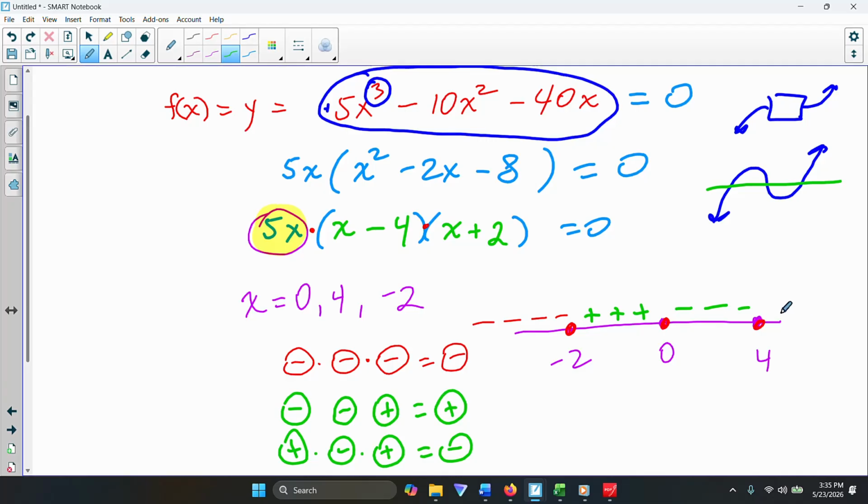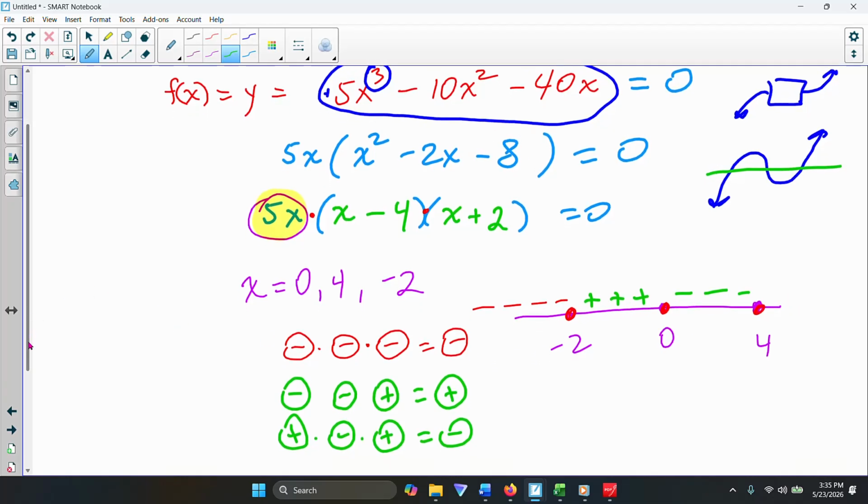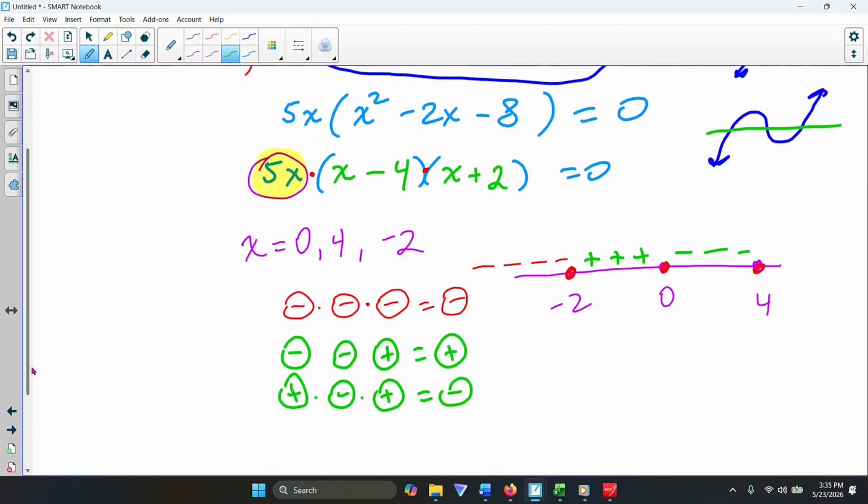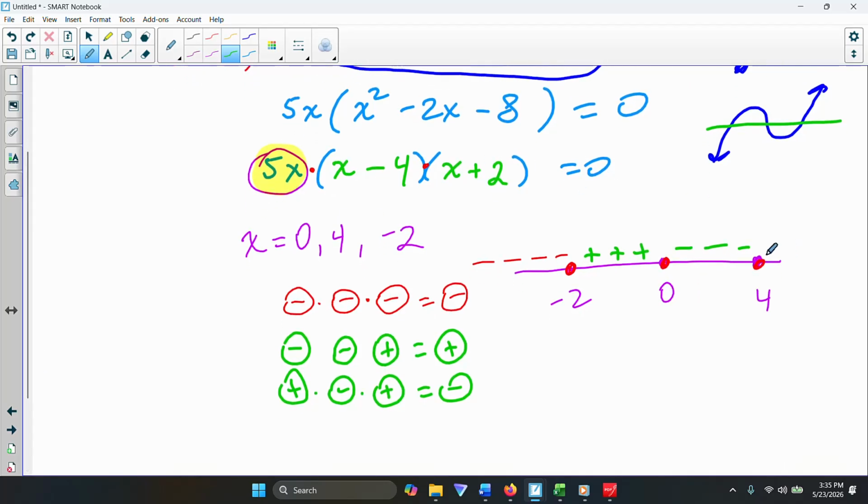And lastly, plug in some number beyond 4, like 5, 10, a million. That's going to be pretty clear. It's all going to be positive, because a big positive number in here is positive, and a big positive number in here, 10 or 100, is positive, and times another positive, right? So this is positive. So what I just did is create a sign chart. This is a sign chart, right here.